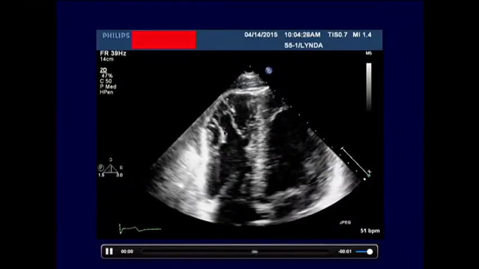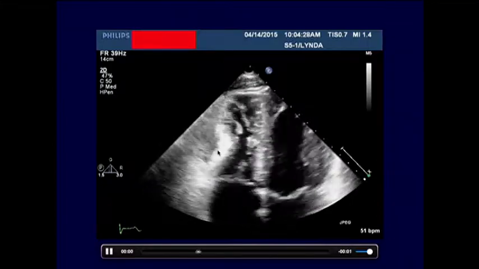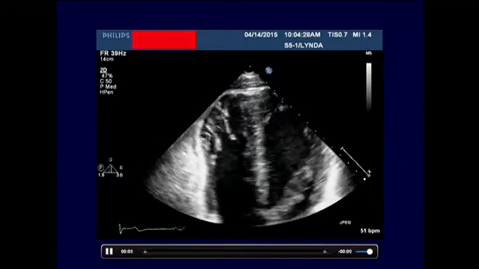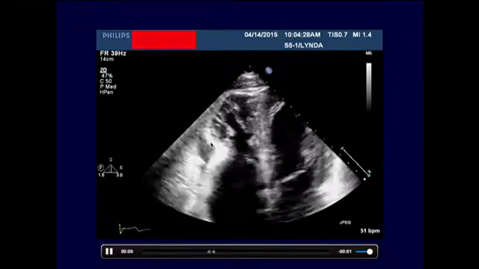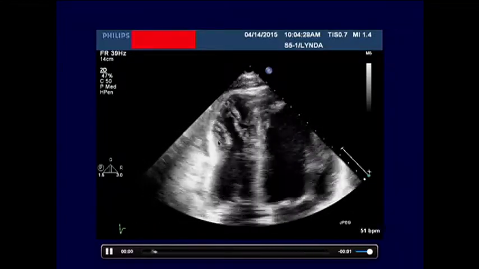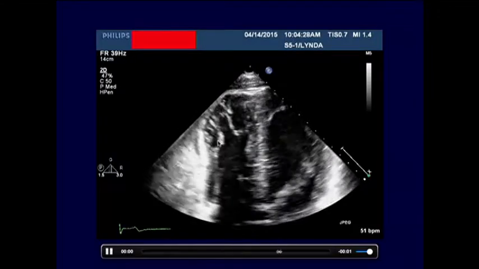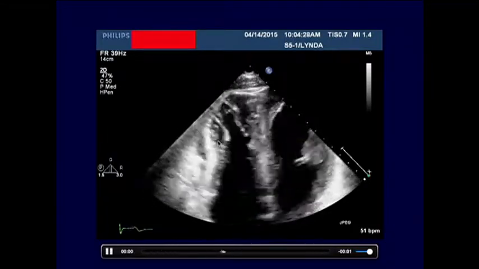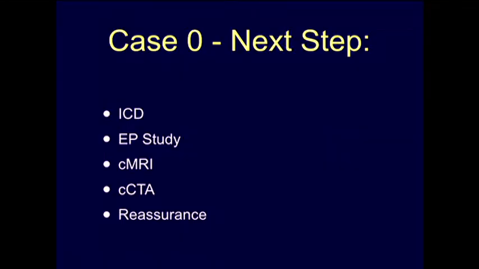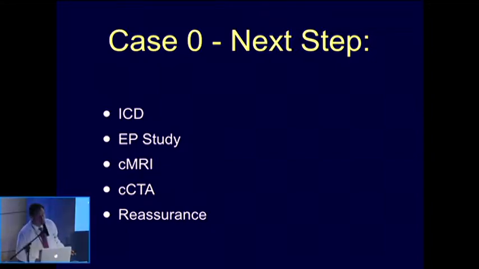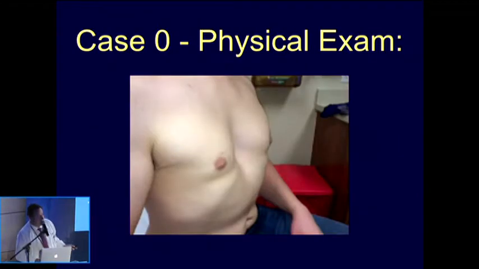Dilatation of what? Right ventricular dilatation. So you see a hinge point here with dilatation of the right ventricular apex. A non-compacted myocardiopathy, but the definition of non-compacted myocardiopathy is better described in the right ventricle. But what we haven't seen yet is whether this patient requires an ICD, an EP study, cardiac MRI, a CT, or just reassurance. And what we haven't seen is the chest wall of the patient.